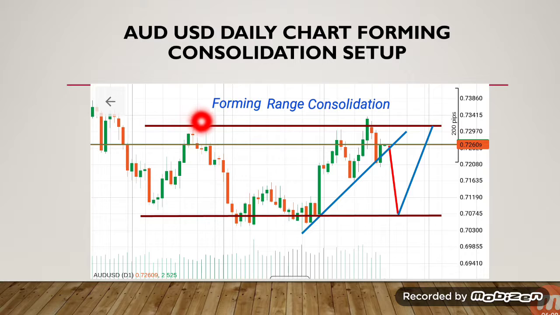One resistance point has been formed here, and what it looks like is taking place is that the market is gradually U-turning here to form the second resistance point and start another downtrend that would take us down towards the support boundary and complete the formation of this consolidation setup.